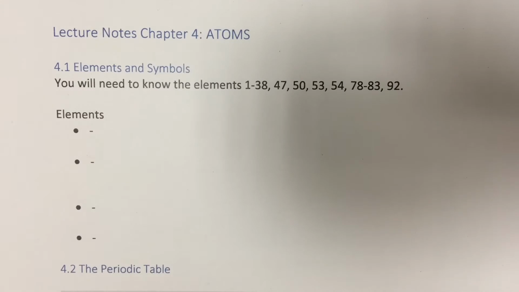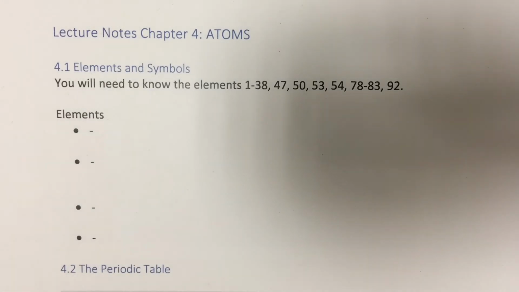The best way to learn them is to use index cards to write the name on one side and write the symbol on the other. Don't worry about memorizing any of the numbers. You'll always have a periodic table, but you will not always have the name written out. So you're going to need to know these symbols.